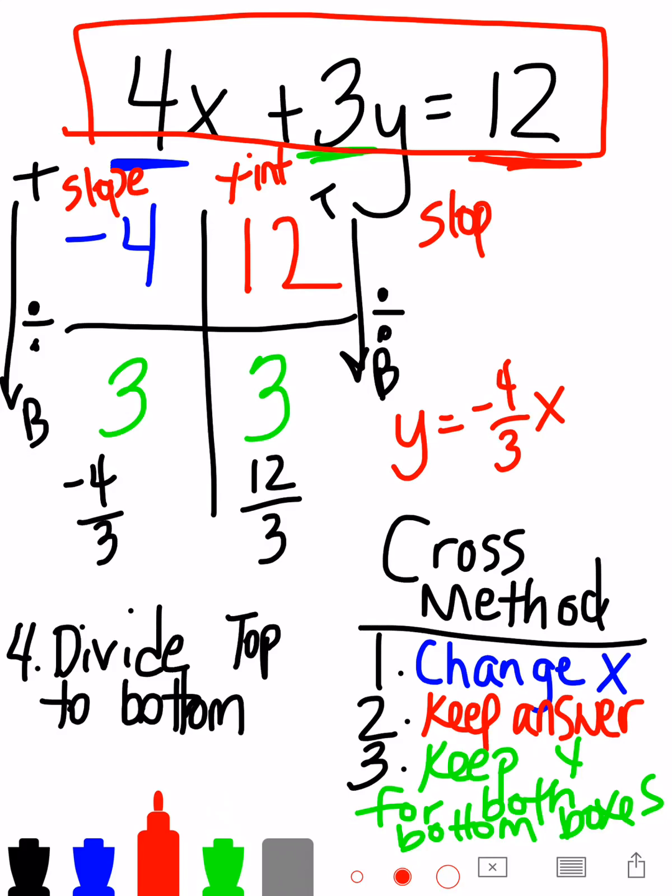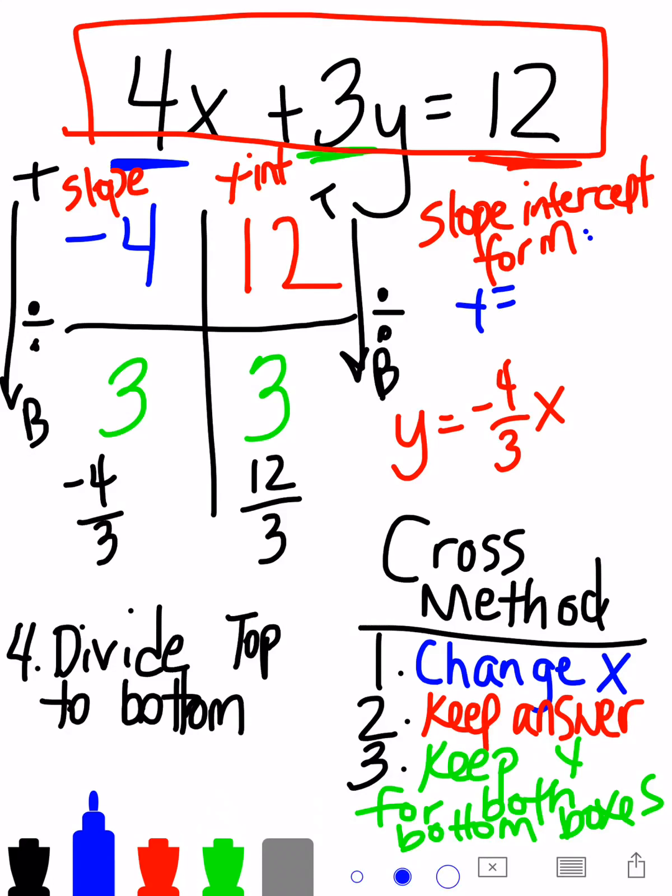I'm going to make a note of slope-intercept form. And well, what is slope-intercept form? It's y equals mx plus b, where m is your slope and b is your y-intercept. So going back to the problem here, we have y is equal to -4 over 3.